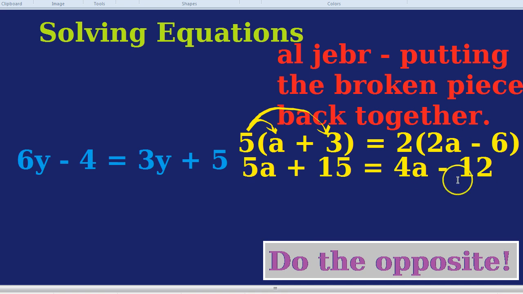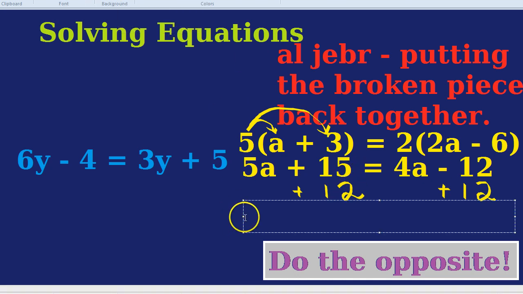What's the smaller number? The smaller number is minus 12. So what we're going to do is add 12 to get rid of it. And finally, just notice I'm writing the add 12 underneath the numbers, not underneath the letters. We have 5a plus 27 equals 4a. The letters are unaffected.